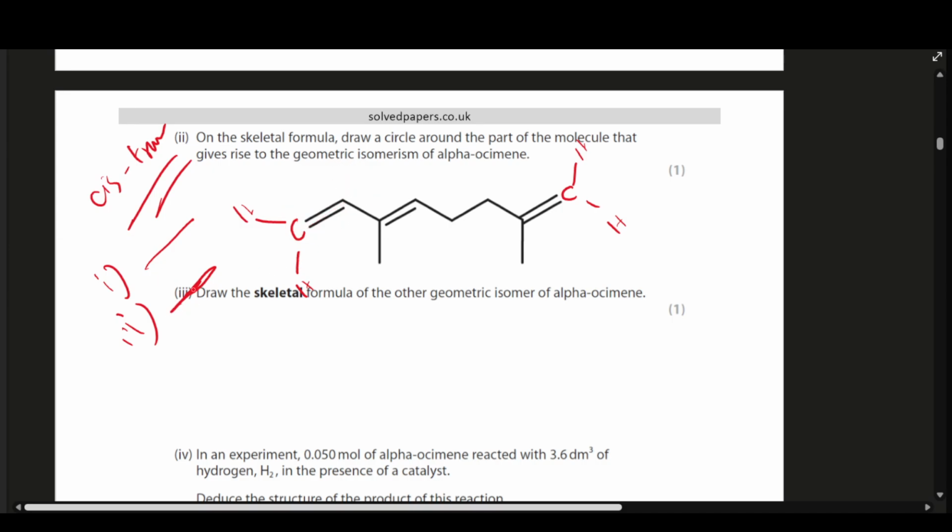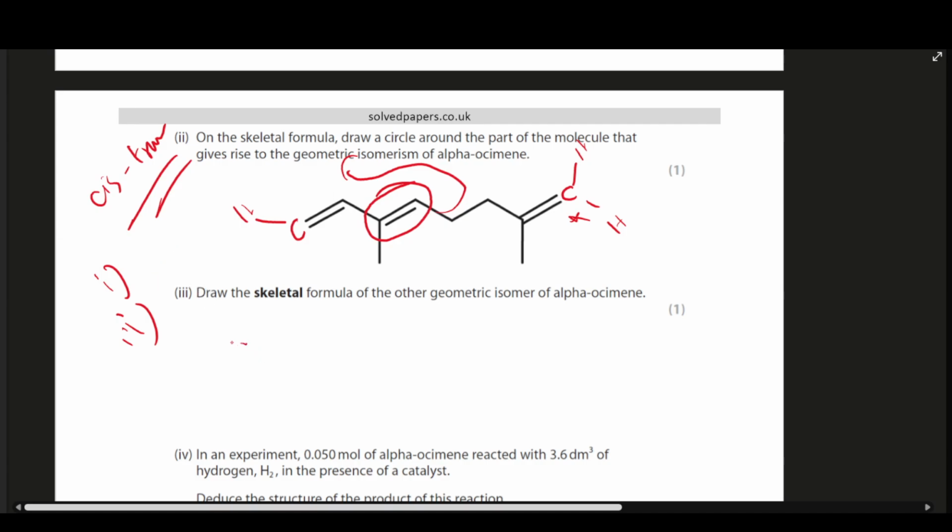Even though the second condition is met, the first condition is not met for this carbon and this carbon right here, because you can clearly see that two hydrogens are connected, so that is not the correct answer. So the only double bond present in this molecule that shows this is this one. This is the part which is going to show you geometric isomerism. I hope you understood.